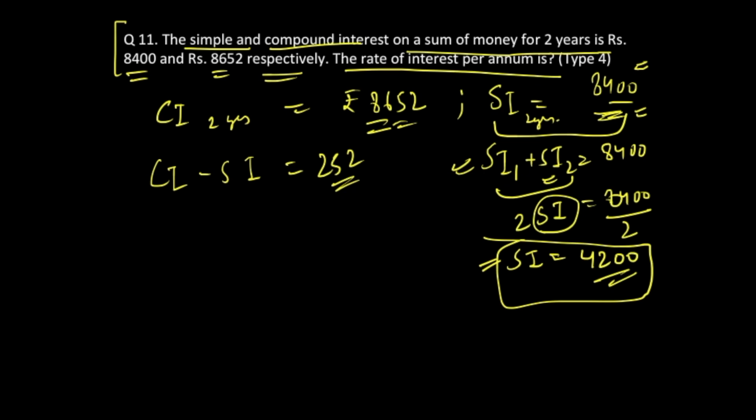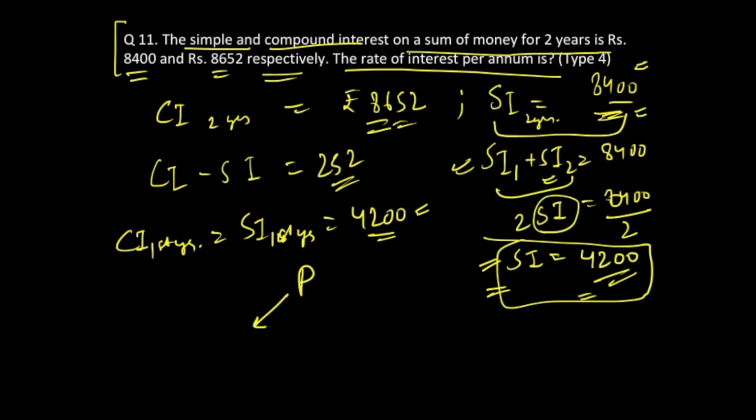At the same time, you also know that compound interest for the first year is the same as simple interest for the first year, and that is actually 4,200. This was the first year simple interest, so compound interest for the first year is also going to be the same, that is 4,200. We also know the process that we follow for compound interest: if some R% is giving you some compound interest in the first year, then in the second year the same process applies to the initial principal sum.